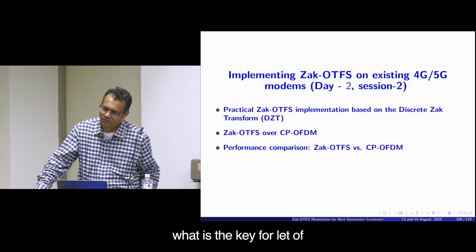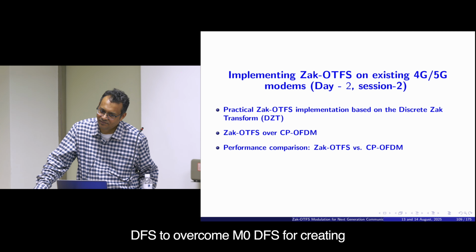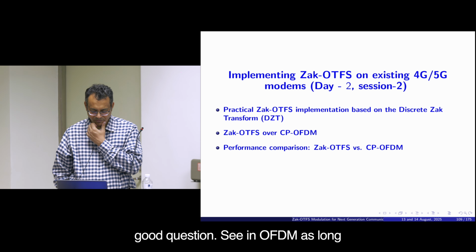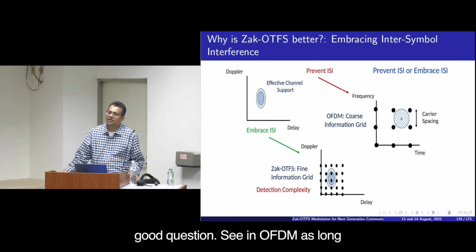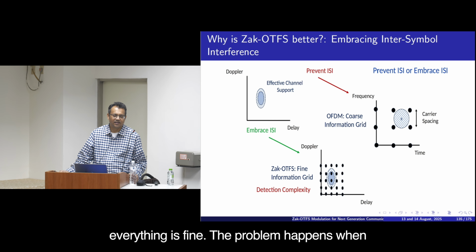I always wonder what is the key for OTFS to outperform MC-OTFS when creating high Doppler? That's a very good question. See, in OFDM, as long as there is no inter-carrier interference, everything is fine.